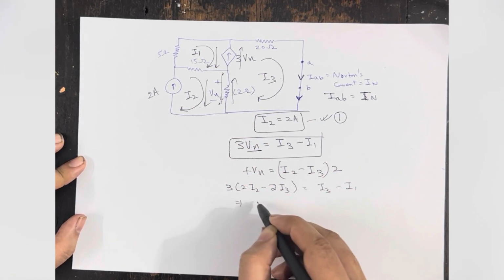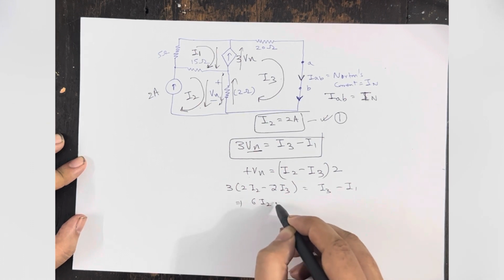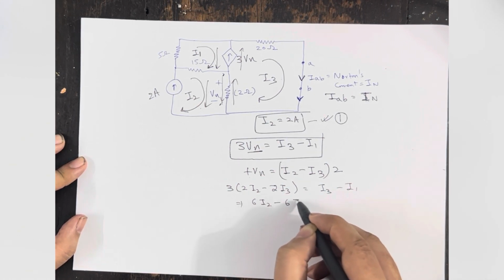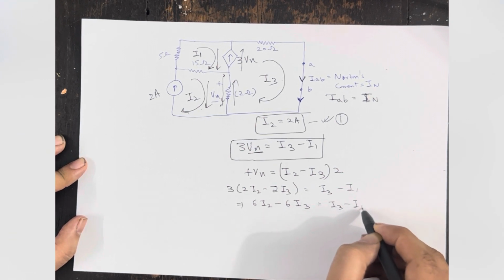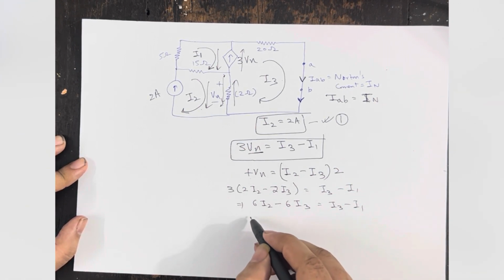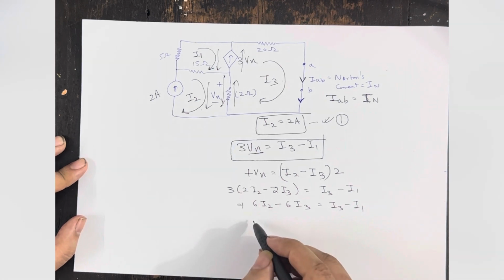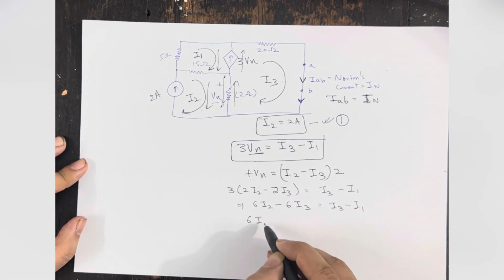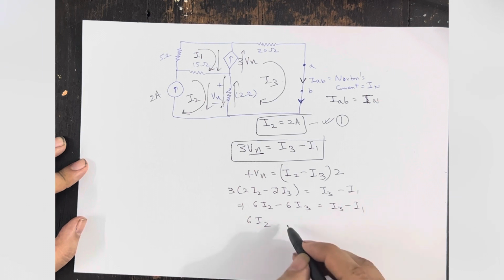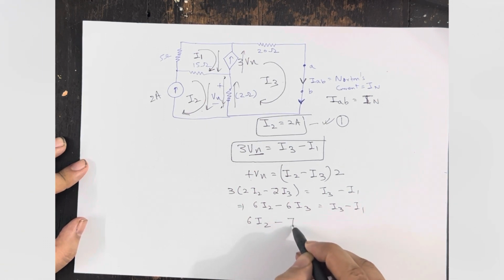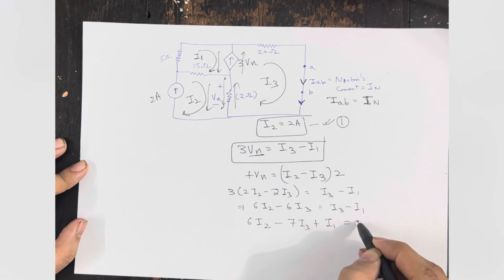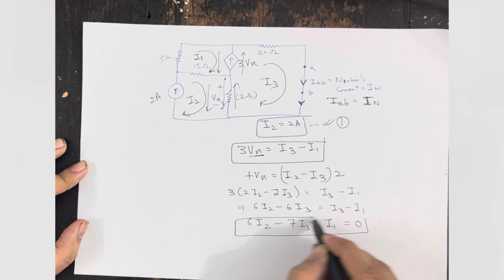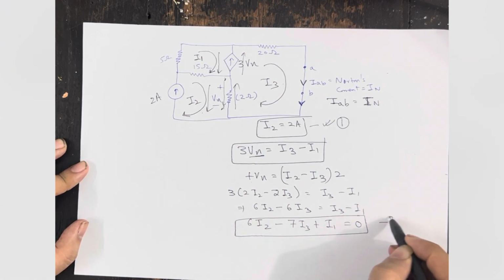So if you solve, it will be 6 I2 minus 6 I3 equal to I3 minus I1. Taking everything to one side, it will be nothing but 6 I2 minus 7 I3 plus I1 equal to 0. So this is one proper equation you can get.